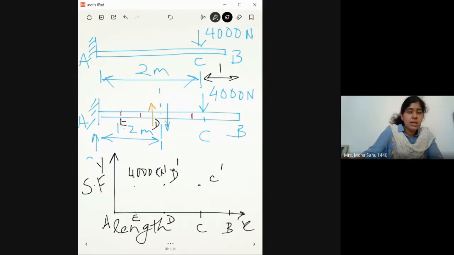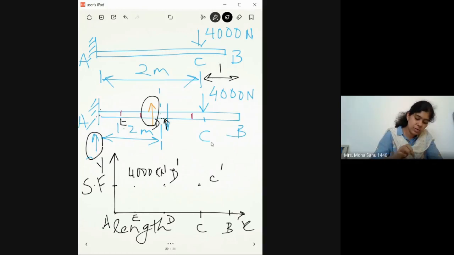Because what is happening here is you're calculating the reaction force here, which is an upward force. That's what we are marking here. So let's take it as positive, positive, positive. At this point also it will be positive, just before this point it will be positive, but at point A there is a reaction force equal to 4,000, so it will become 0. So this is our shear force diagram.